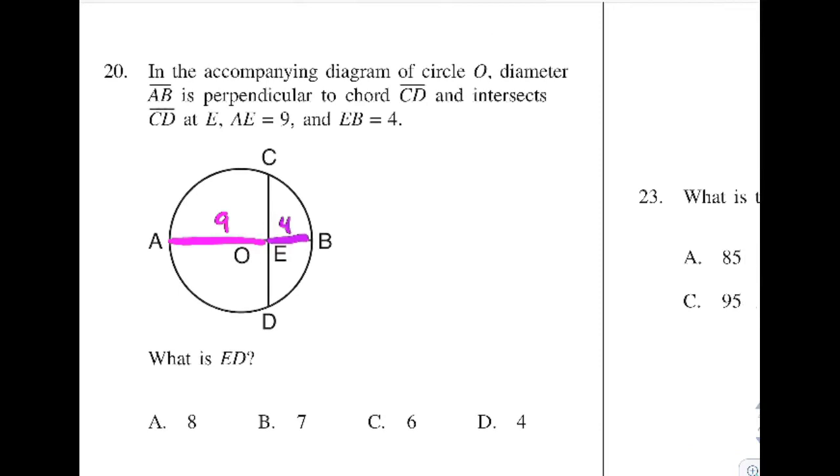Number 20. This is all it gives you, that AE is 9 and EB is 4. But then it says that AB is perpendicular to the chord. So if that's 90 right there, remember, then that means these two are equal. If they're equal, we can call them both x, and then use our chord formula. One part of the chord times the other part equals one part of the chord times the other part.